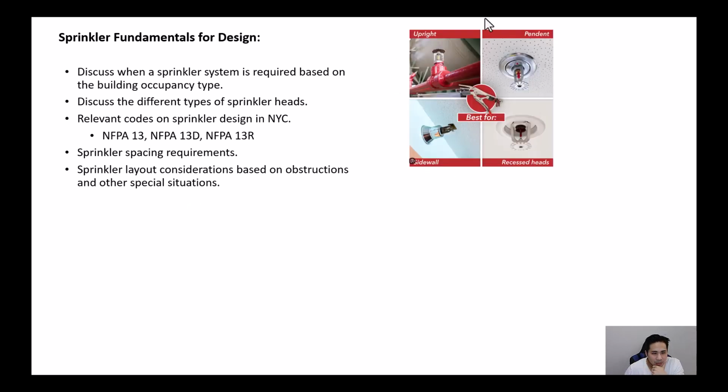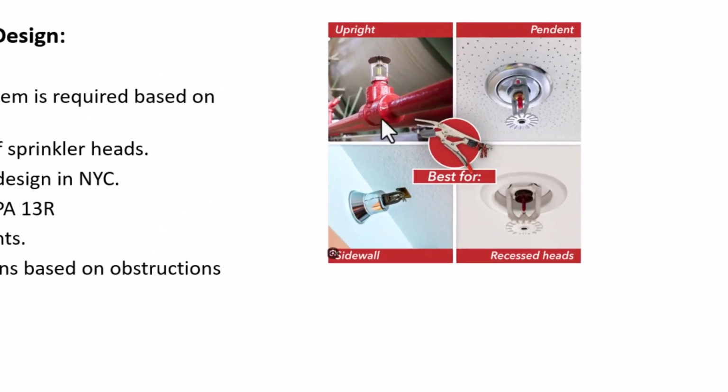These are some of the main types of sprinkler heads. You can have an upright, which is basically an upright head. You could have a pendant, which is a sprinkler that's hanging downwards from the ceiling. A sidewall, which basically extends from a wall. Or a recessed type head, which goes in a little bit more.